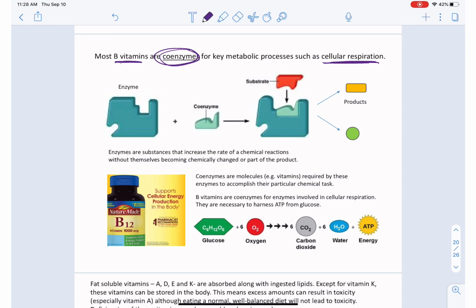First of all, here we have an enzyme, and an enzyme is a substance that increases the rate of a chemical reaction without becoming chemically changed itself. And so this enzyme is going to take this substrate, it's going to break a chemical bond, and it's going to turn it into these two individual products.